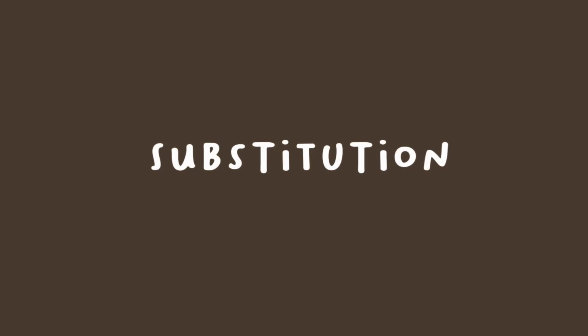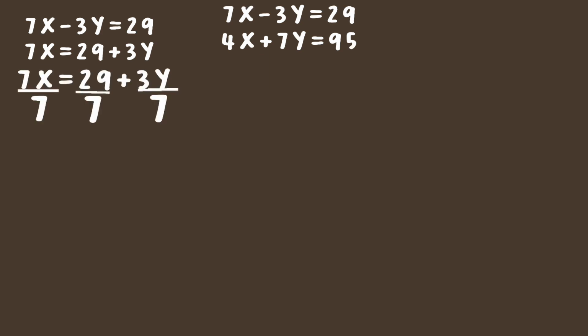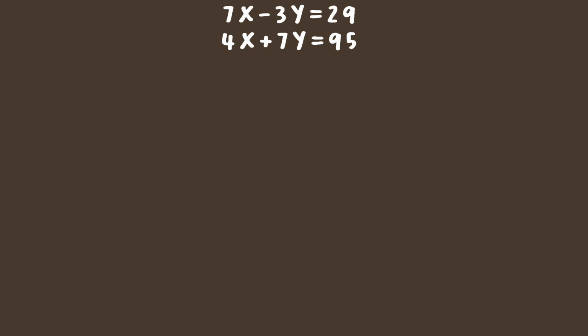Now it's time for substitution. What I did was I wanted to get x or y by itself, so I chose x. I want to get x by itself, and I did the first problem, which was 7x minus 3y equals 29. And what I did was I moved the negative 3y over to the 29, and I had 7x equals 29 plus 3y. And to get x by itself, I had to divide it by 7. So I divided everything by 7, and I had x equals 29 over 7 plus 3 over 7y.